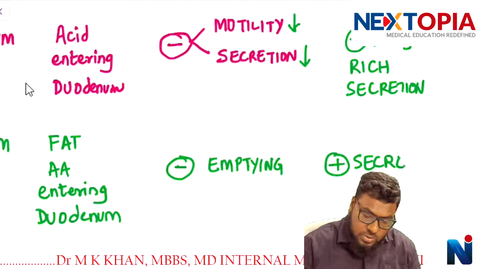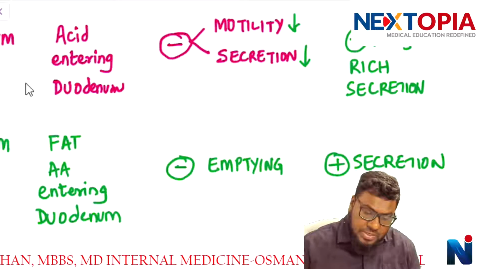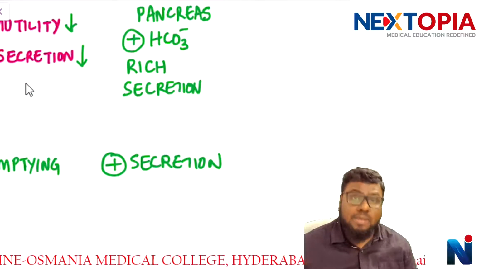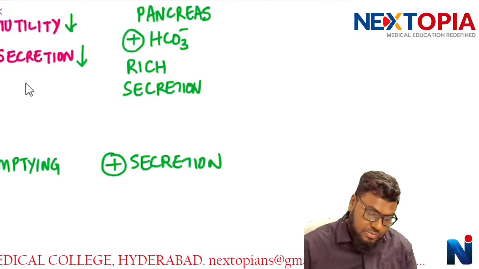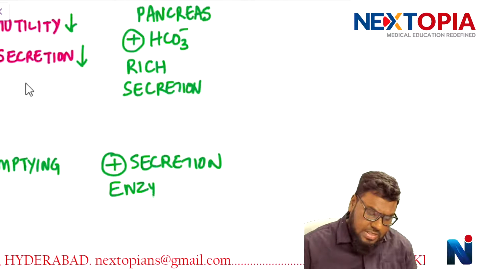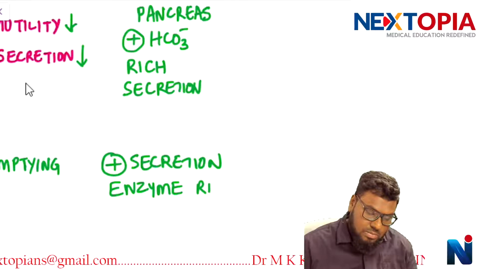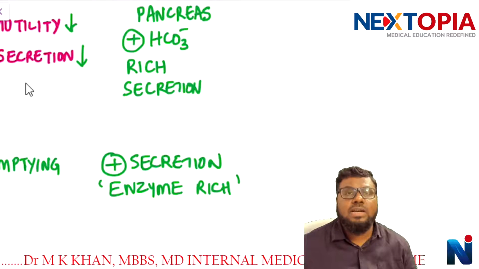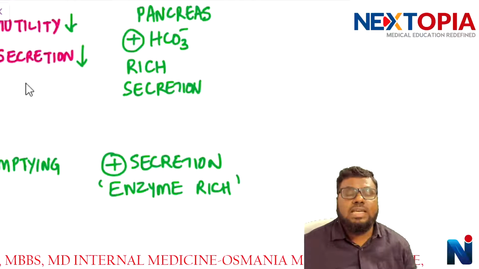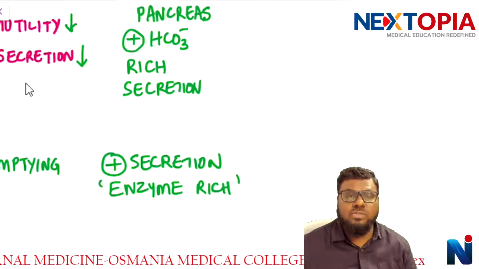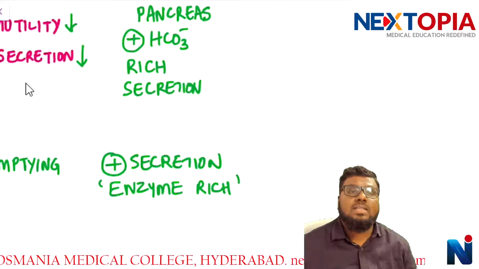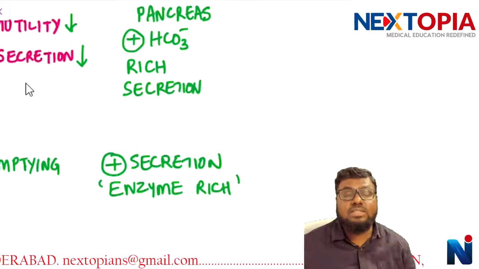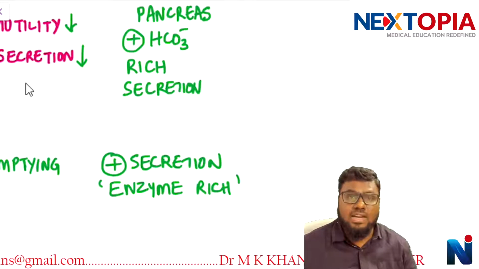Now this secretion, how is it different from the secretin secretion? Remember, secretin secretion was bicarbonate rich. Here it is enzyme rich. All these are important MCQs. What increases enzyme rich secretion? It is the cholecystokinin. What increases the bicarbonate secretion of the pancreatic fluid? Secretin. What increases the enzymatic secretion of the pancreatic fluid? Cholecystokinin. How does cholecystokinin get stimulated? By the presence of fat and amino acids.